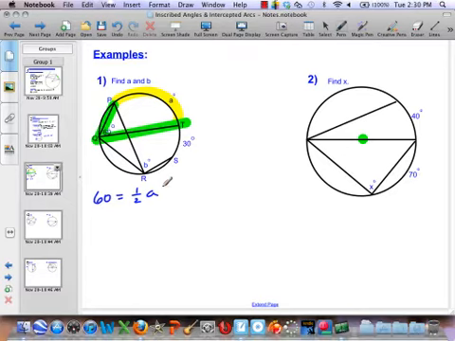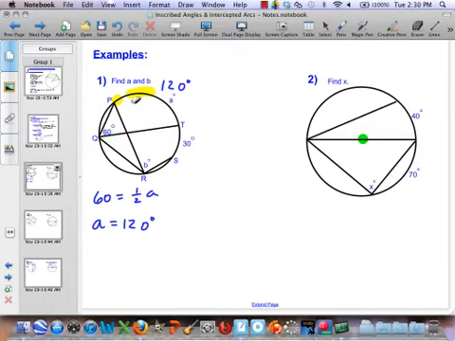How do you solve for A? Multiply by 2. Therefore, A is 120 degrees. Now, understanding that that's 120, how does that help us find B? All right, we know that TS is 30. So you add 120 and 30.